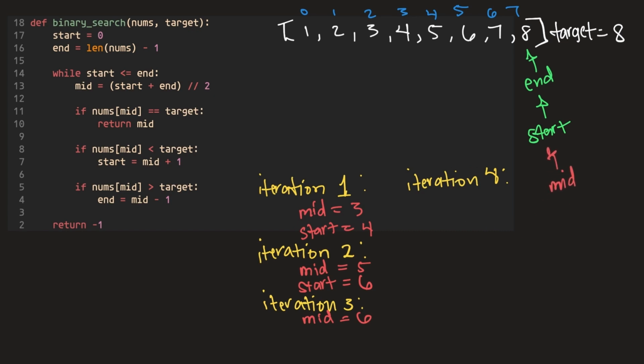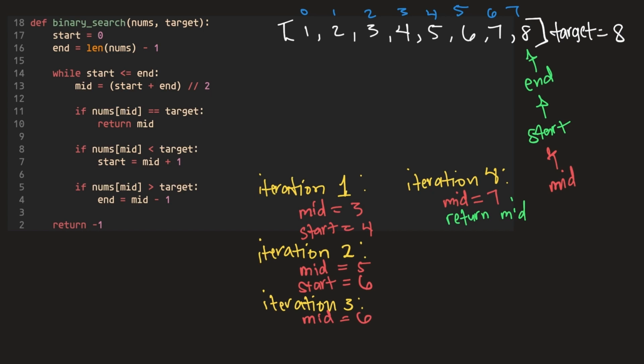So within our fourth iteration, we set our mid equal to 7, and then we're going to check to see if our value at mid equals target. And in this case, our value at mid does equal target, because the value at mid is this last item in our array, which is our target 8. So in that case, we'll return mid. So in this fourth iteration, we return mid. And that would be the end of this function.